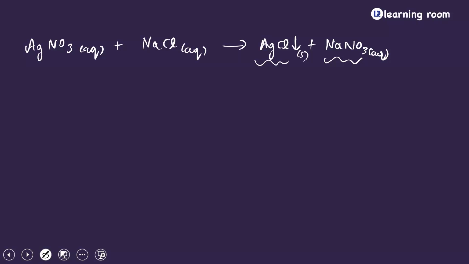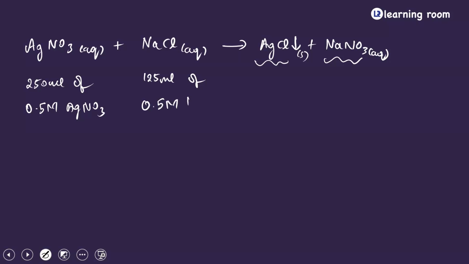I have taken 250 ml of 0.5 M AgNO3 reacting with 125 ml of 0.5 M NaCl. Now, you will have to tell me which will be the limiting reagent. How? Because the ratio is 1:2.